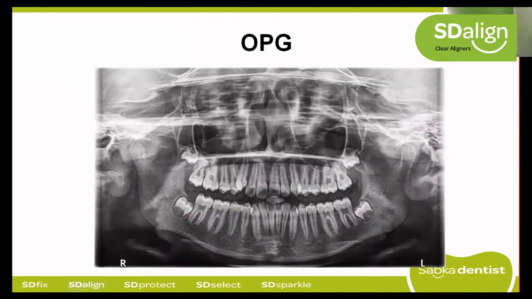So this is the OPG of the same case. We can see most of the apices are closed. Only the canine apex and the premolar in the lower arch are slightly open, but slowly and steadily they will fuse in a couple of months because she's already 12 years old. So we can do the tooth movement.